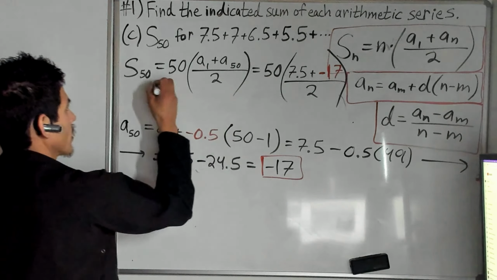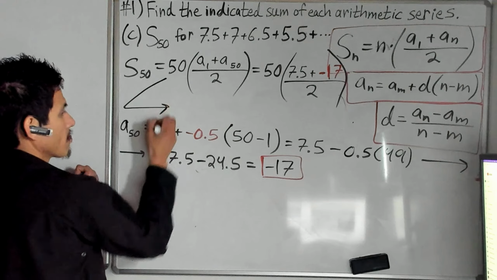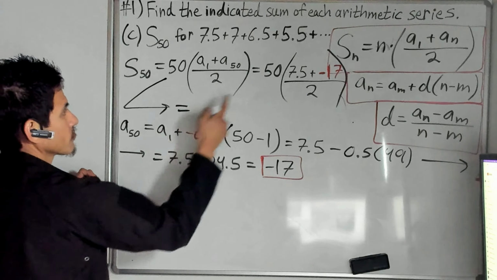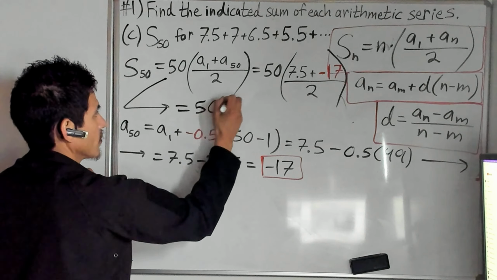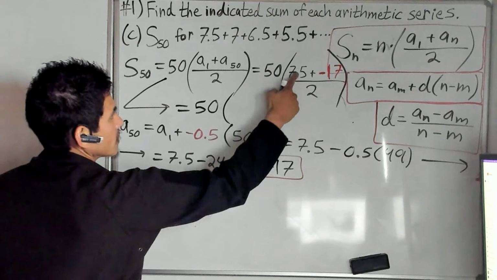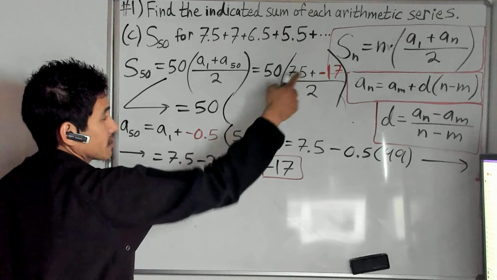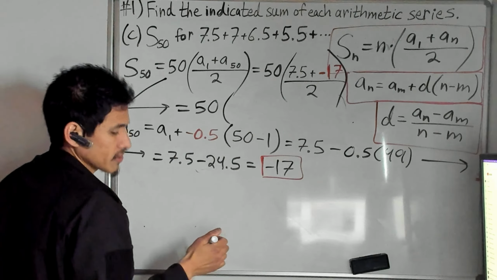So now we work this guy out. 50 times 7.5 minus 17. So that would be what? Negative 9.5 over 2.